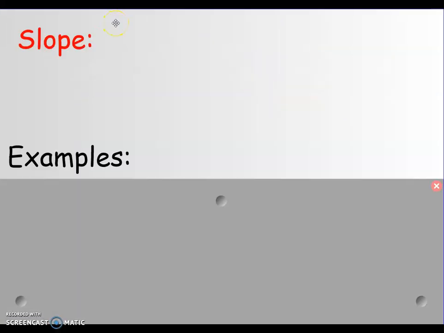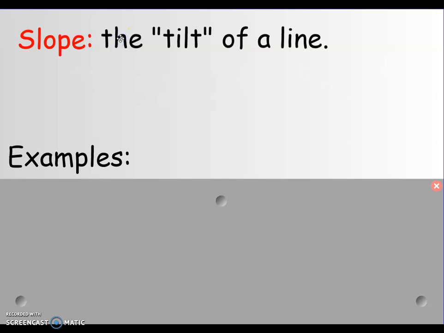So I guess the first thing we ought to take a look at is what is slope. A good way to think about it is basically the tilt of a line. It's how tilted a line is. And you know from algebra that we abbreviate slope using the letter m. You also remember from algebra that we define slope as the rise over the run.